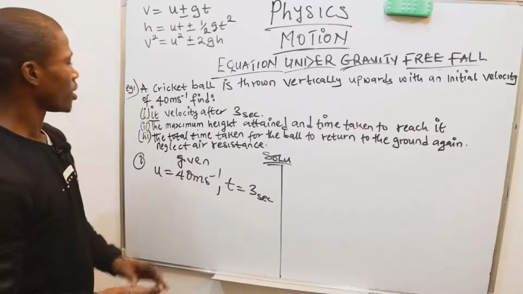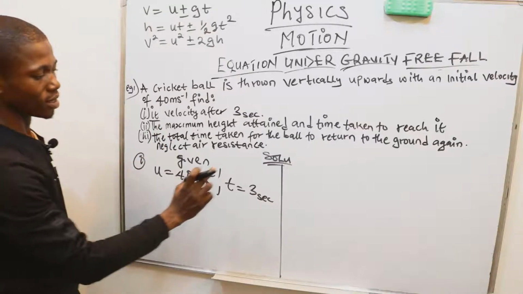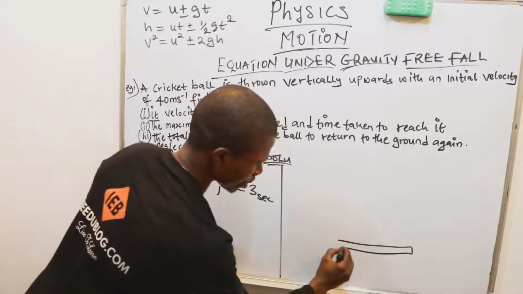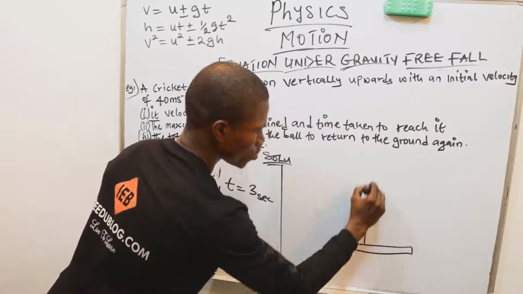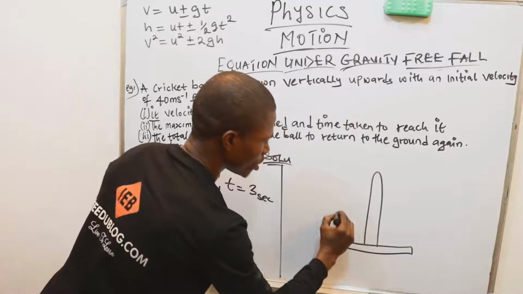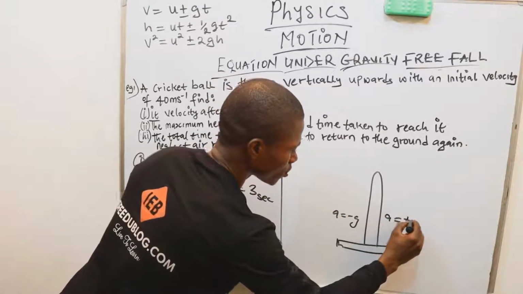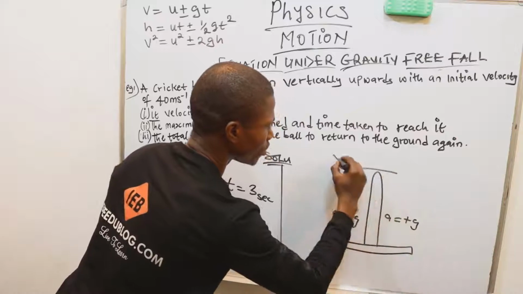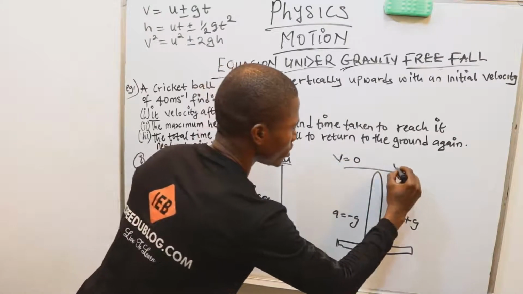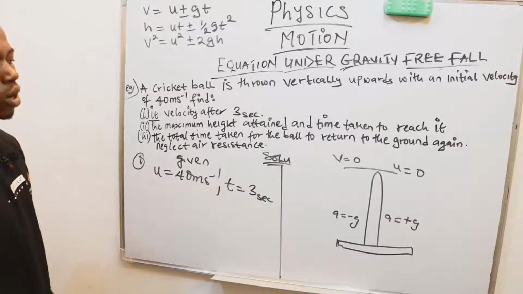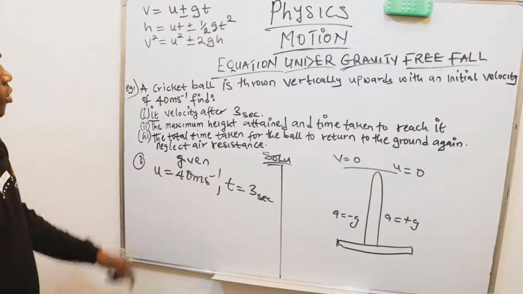But again, remember, let me just draw that diagram again. This is our diagram. Here, when it is going up, A is minus G. When it's coming down, A is plus G. At the maximum, V is equal to 0. At the start, U is equal to 0. This is our diagram.